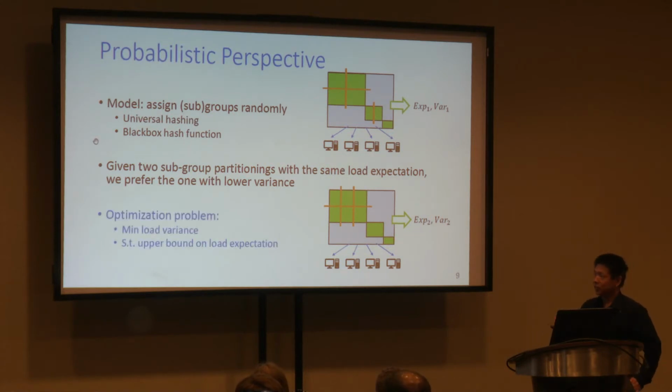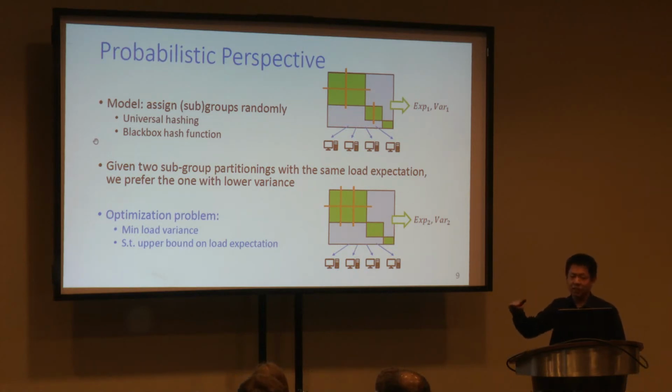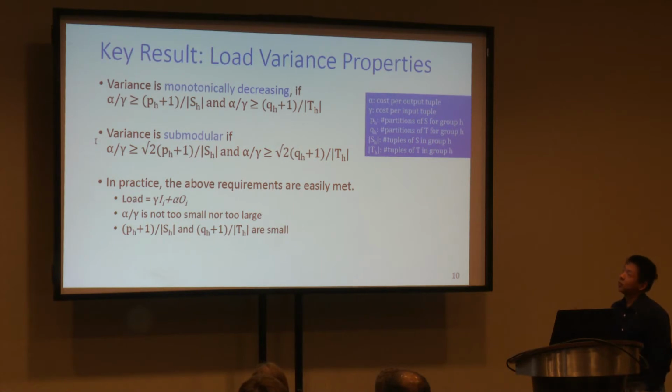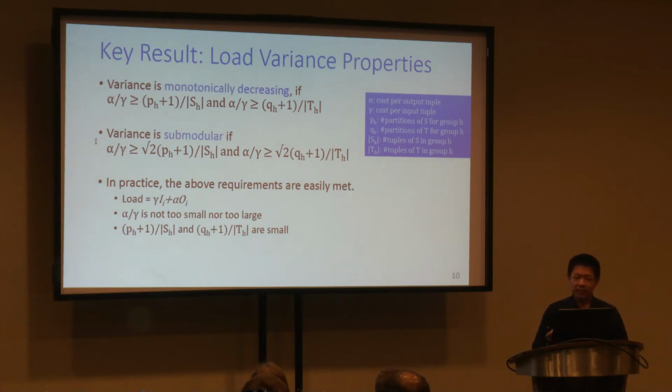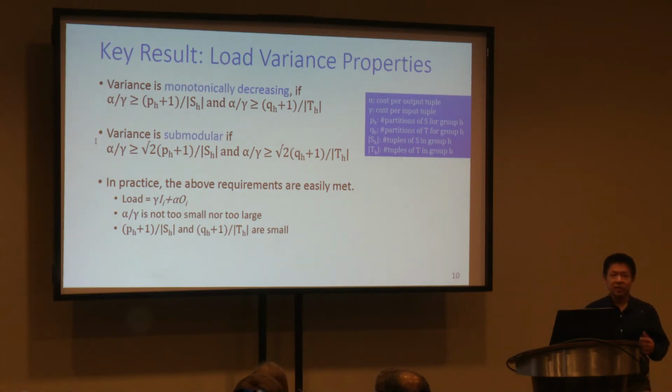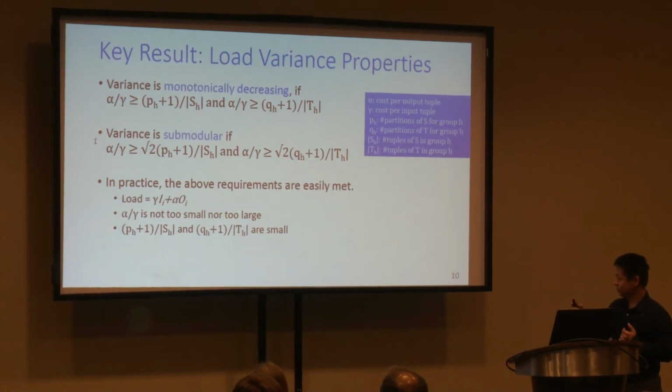Next we define an optimization problem, which is to minimize the load variance subject to some limit on the load expectation. Careful analysis makes us find these two nice properties of variance. The first is monotonicity, the second is submodularity. These two properties hold when some conditions are met. In practice, these requirements are easily satisfied, which means that we will almost always have these two nice properties. This is our key result, and we spent a fair amount of time to derive all these proofs, but due to time limit, we're not going through the details.